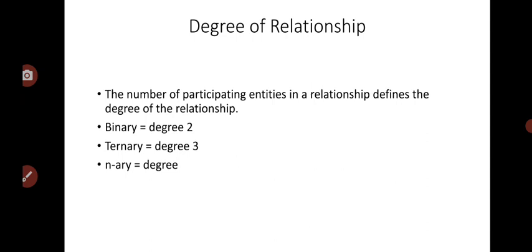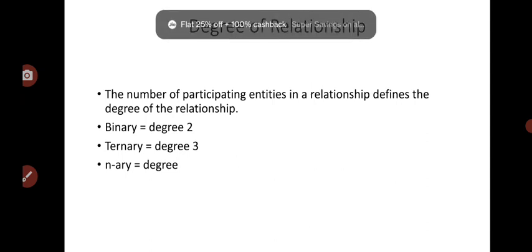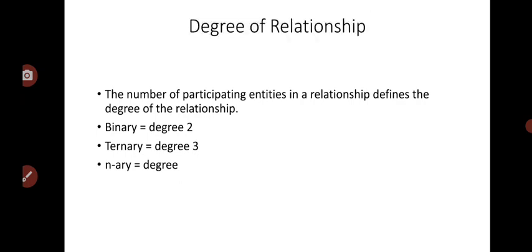Degree of relationship. The number of participating entities in a relationship defines the degree of the relationship. There are three types of relationships: binary, that is degree of 2, ternary, the degree of 3, and n-ary, that is the degree of n. When we talk about binary, the complexity is very less. Ternary, the degree of 3, is more complicated than degree 2. The n-ary degree, where n entities participate in the relationship, is much more complicated than the second degree as well as the third degree relationships.